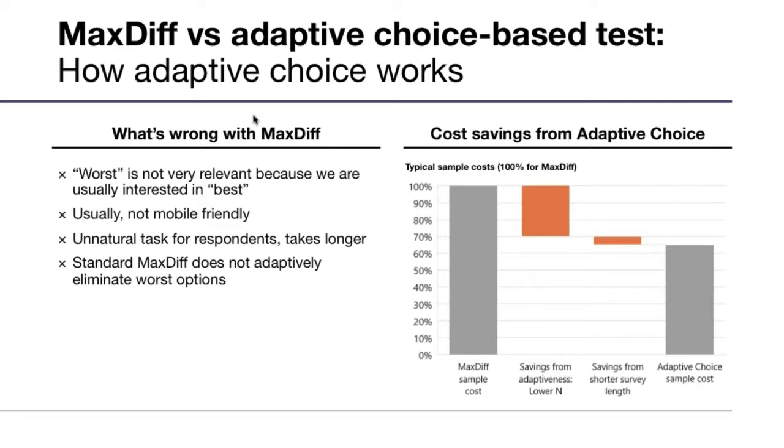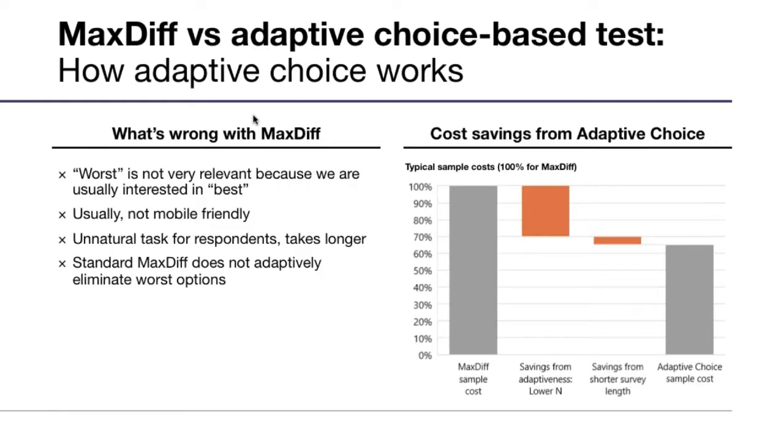What this approach allows us to do is save quite a fair bit of cost. On the right-hand side, you can see a comparison between MaxDiff on the left and the adaptive choice approach. Because we do not ask questions about claims that are likely to be the worst ones, we can save a significant portion of cost through reduced sample size. But also, because MaxDiff is not always mobile friendly, and it's not a typical task that respondents would do when they go shopping, identifying the best and the worst, the choice-based approach actually has a significant advantage over MaxDiff in terms of respondent experience.